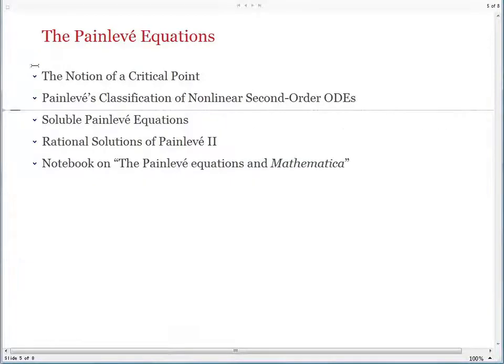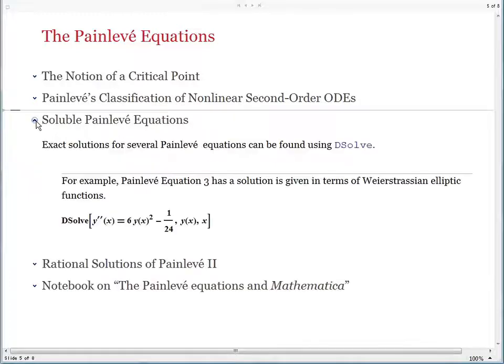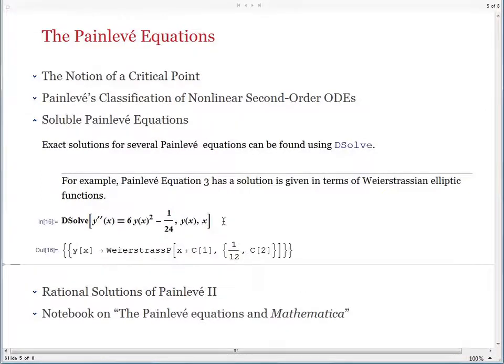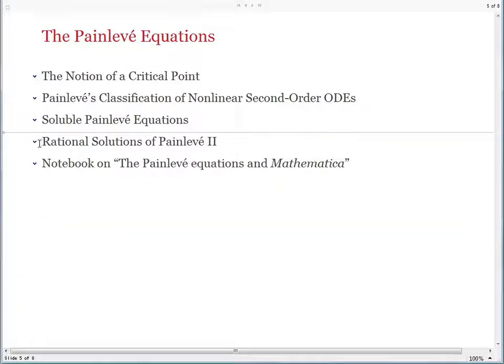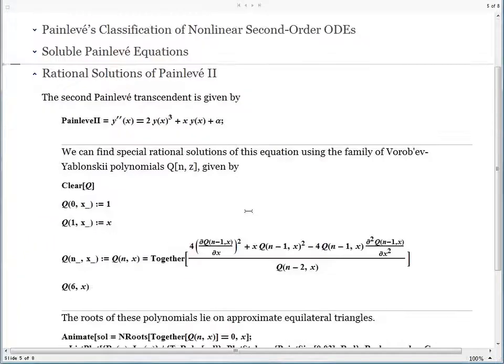Now, the good news is that some Painlevé equations can be solved completely in Mathematica itself. So for example, here is Painlevé equation 3 in his list of 50, which can be solved using DSolve using Weierstrass elliptic functions. On the other hand, if you go to one of the transcendents, for example Painlevé 2, then what you find is that it can only be solved in a limited way, so you can find special rational solutions starting from a family of polynomials, which I'll now define.